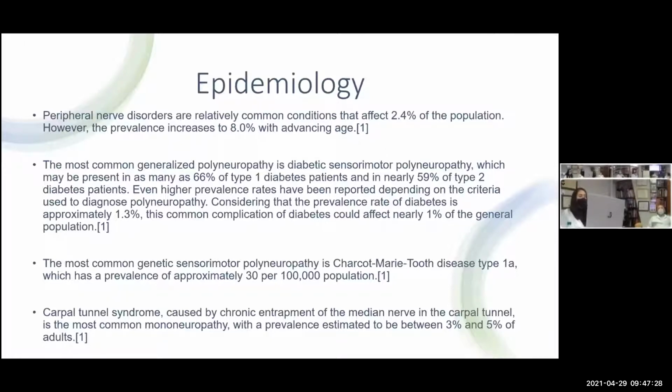The most common genetic sensory-motor polyneuropathy is the Charcot-Marie-Tooth disease, and its prevalence is around 30 per 100,000. And then something we all know quite commonly is carpal tunnel syndrome, which is the entrapment of the median nerve. It's the most common mononeuropathy, and its prevalence is estimated between 3 and 5% of adults.